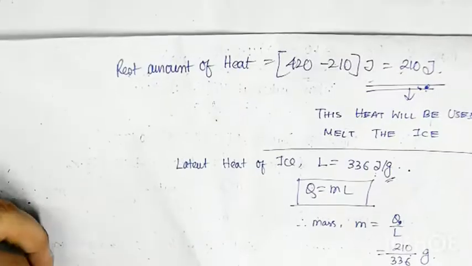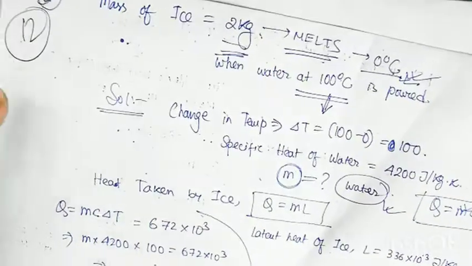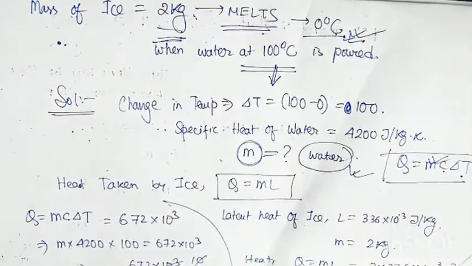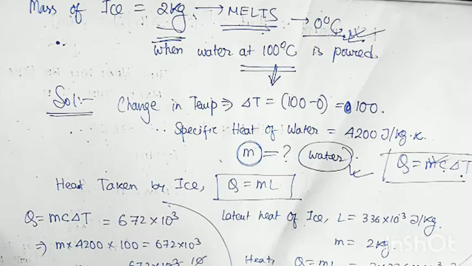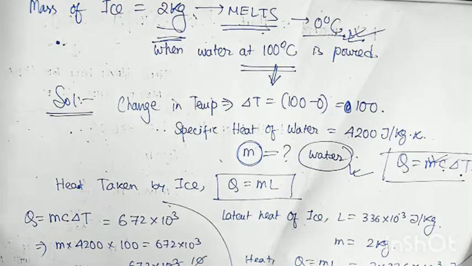The next numerical is question number 12. Quite simple. Question number 12 says 2 kg of ice melts when water at 100 degrees centigrade is poured in a hole drilled in a block of ice. What mass of water was used? Given specific heat capacity of water and specific latent heat of ice.